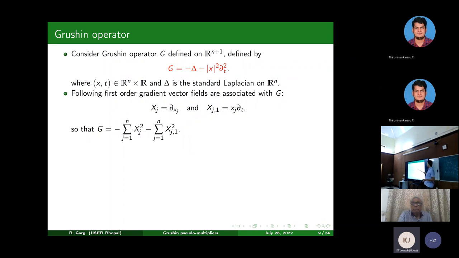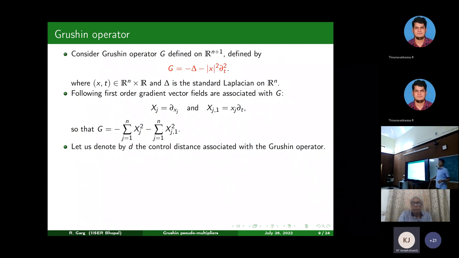Now, this is bracket generating, and this is the condition that tells me I can use Hörmander's theorem, which immediately tells me that my operator is hypoelliptic. And one understands what the control distance associated with the Grushin operator is, and its sub-Riemannian geometry. So since I have the notion of vector fields, I can always talk about geodesics between two points, and I can ask what is the smallest distance. So in the literature, they call it the control distance. It's explicitly known. The asymptotics are very well known, thanks to the work of Robinson and Sikora from 2008.